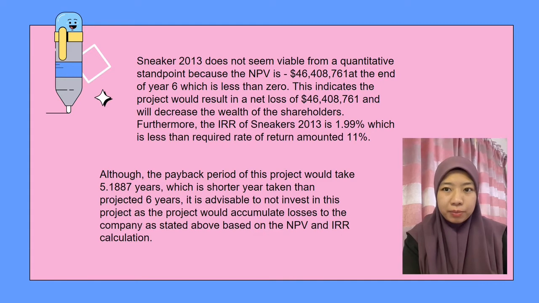As we can conclude, Sneakers 2013 does not seem viable from a quantitative standpoint because the NPV is negative 46,408,761 at the end of year 6, which is less than 0. This indicates the project would result in a net loss and will decrease the wealth of the shareholders. Furthermore, the IRR of Sneakers 2013 is 1.99%, which is less than the required rate of return of 11%.